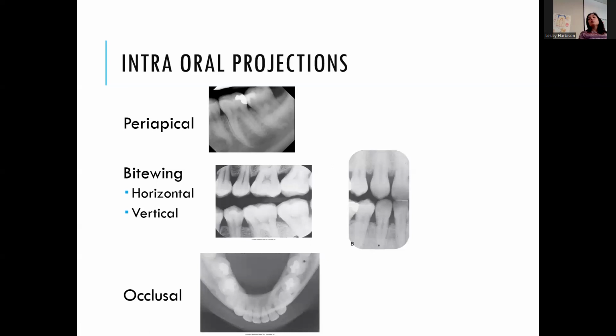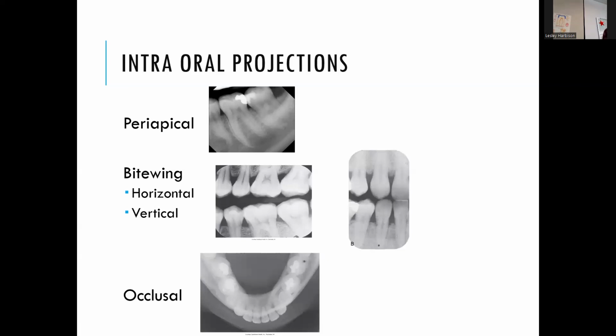And then bite wings, we have the horizontal bite wings, which will show a little bit more teeth from front to back, but not as much bone from top to bottom, maxillary to mandibular. And then we have the vertical, and why would we take a vertical over a horizontal? Patients with periodontal disease or bone loss.